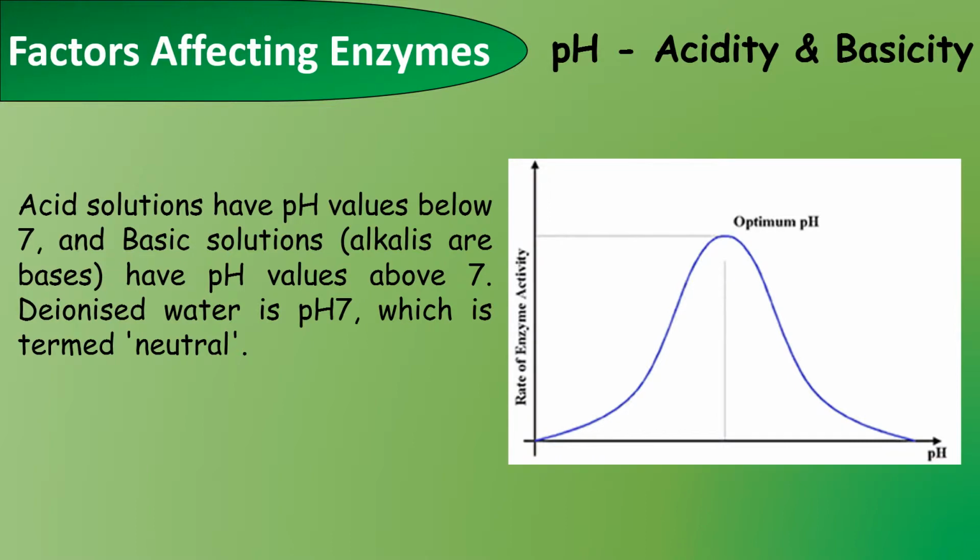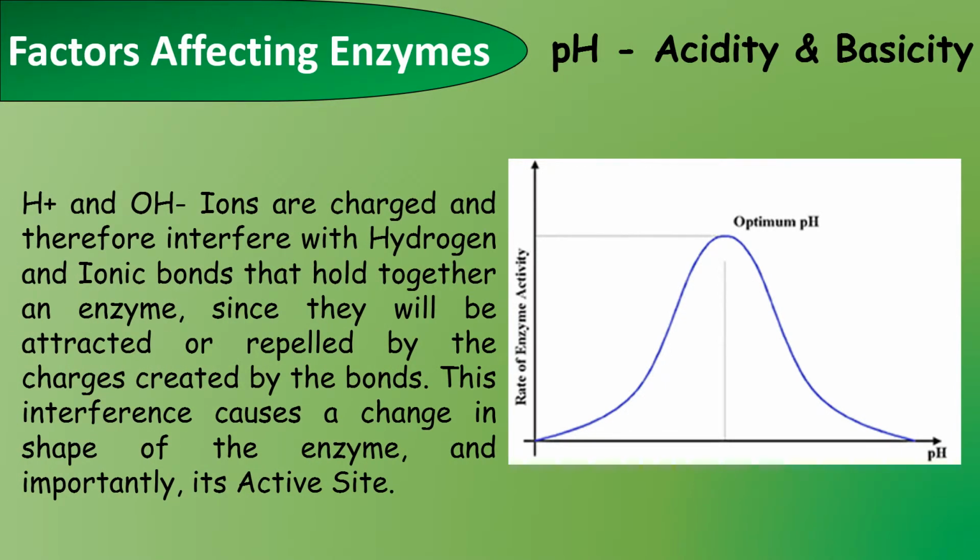Acid solutions have pH values below 7, and basic solutions, which are alkalis or bases, have a pH value above 7. Deionized water is at pH 7, which means it is termed neutral. H+ and OH- ions are charged and therefore interfere with the hydrogen and ionic bonds that hold together an enzyme, since they will be attracted or repelled by the charges created by the bonds. This interference causes a change in the shape of the enzyme and, more importantly, a change in its active site.